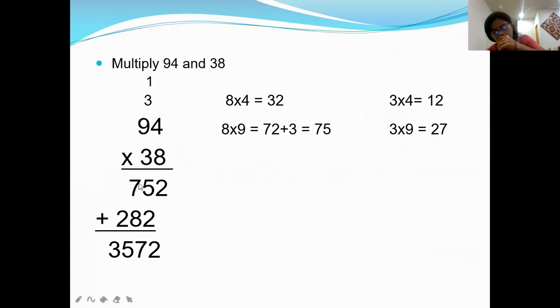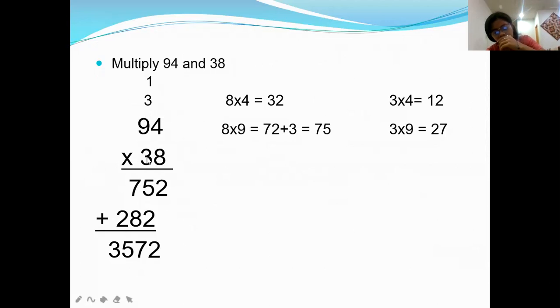That's why we write 75 here. We are not going to carry any number here because there's no number to carry, right? The last number is 9, because 9 times 8 is 72, then plus 3 is 75. Next, 4 and 3. 3 times 4, that's 12, right?